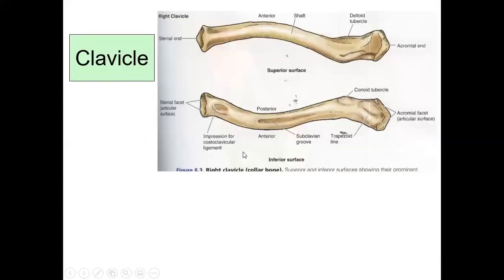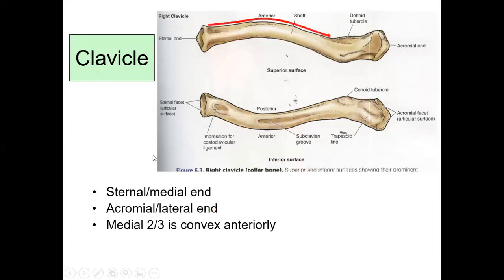And now we're going to proceed with the clavicle. The clavicle has two ends. If you see here, it has the sternal end and also the acromion end. The sternal end is the medial end. The acromion end is the lateral end. The medial two-thirds of the clavicle is convex anteriorly.